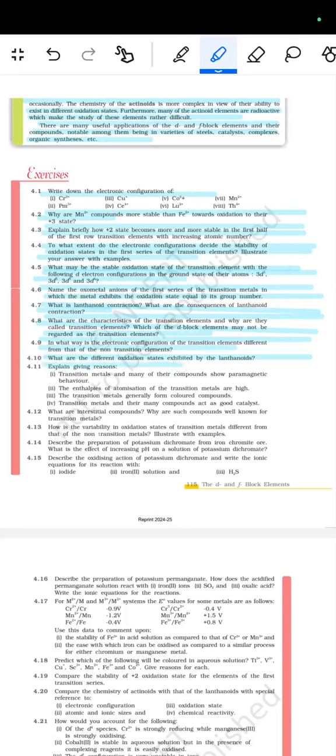Explain, giving reasons: transition metals and many of their compounds show paramagnetic behavior. The enthalpies of atomization of the transition metals are high. The transition metals generally form colored compounds. Transition metals and their many compounds act as good catalysts.